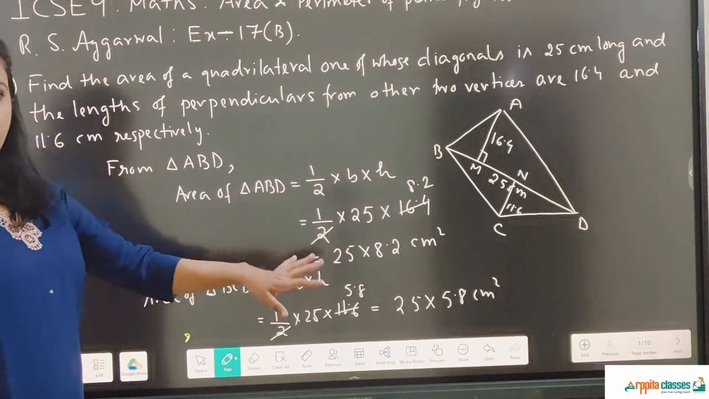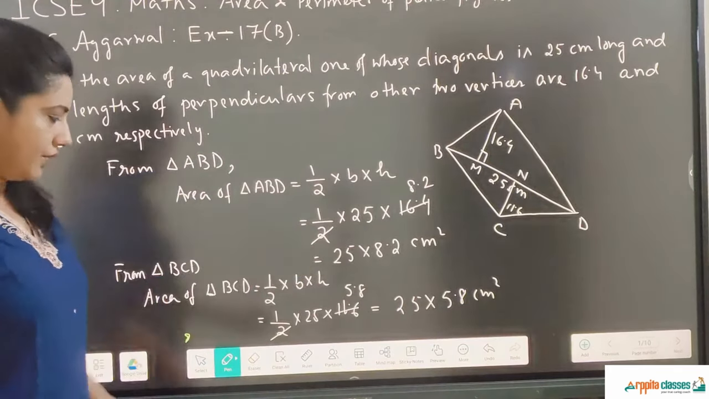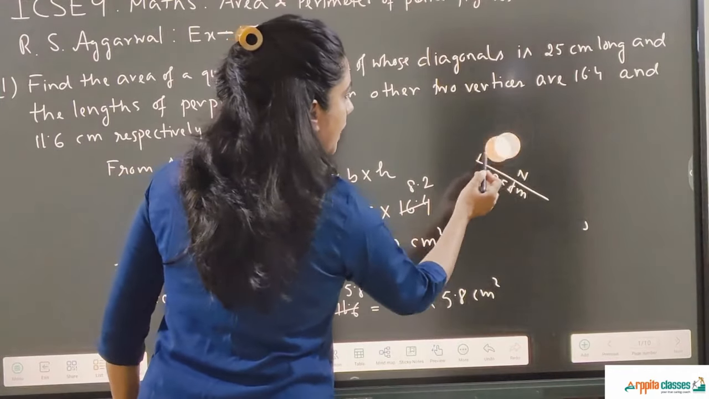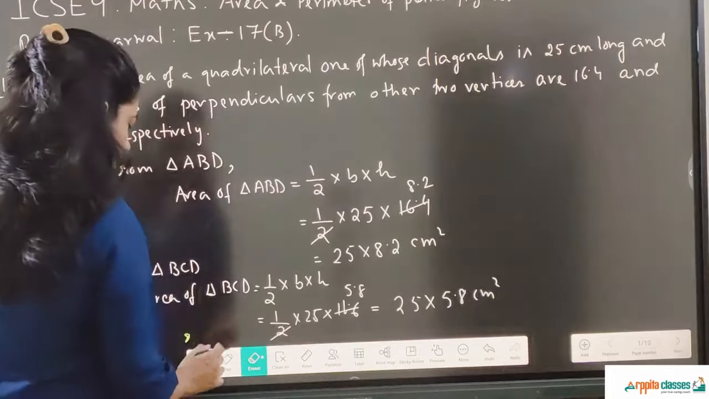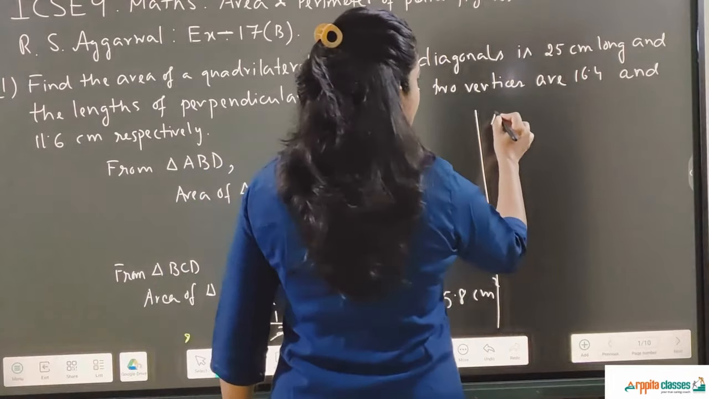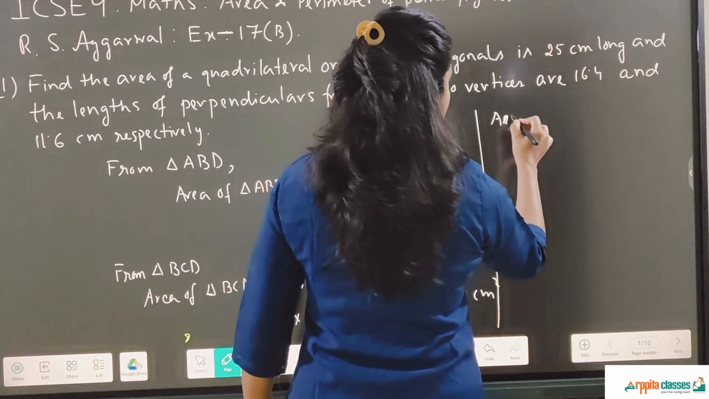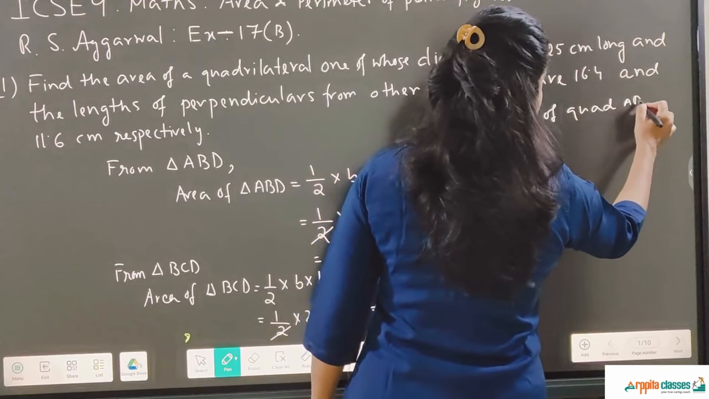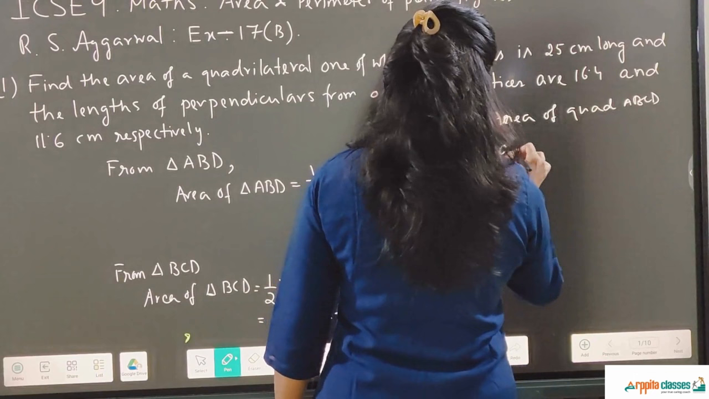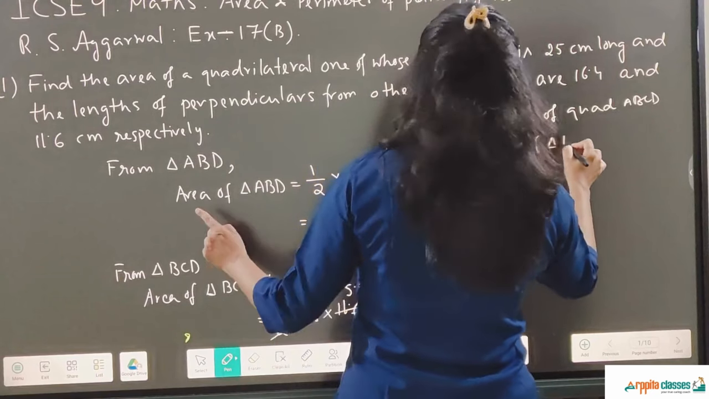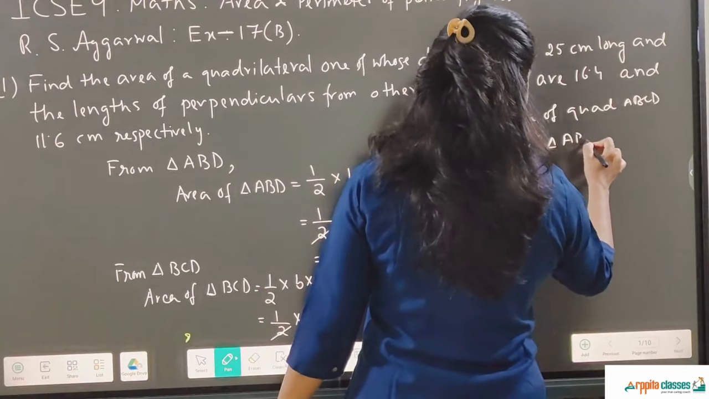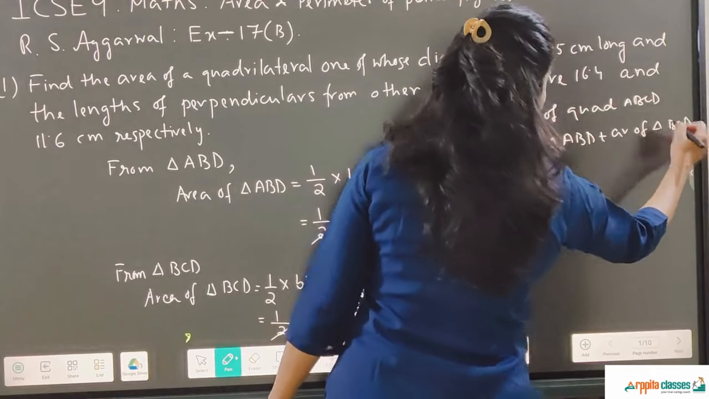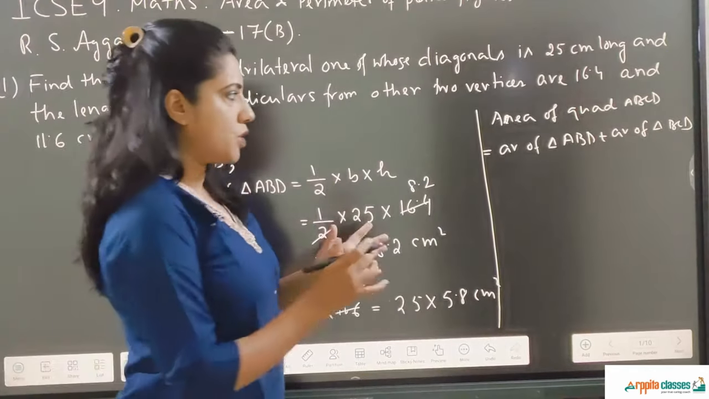Now to find out the area of the whole quadrilateral, we have to add these two together. So I'll just erase this now and find out the area of the quadrilateral here, this side. So I'll write area of quadrilateral ABCD is equal to, first I'll write area of triangle ABD, plus area of triangle BCD. I wrote the areas of the two triangles, you have to add them together.